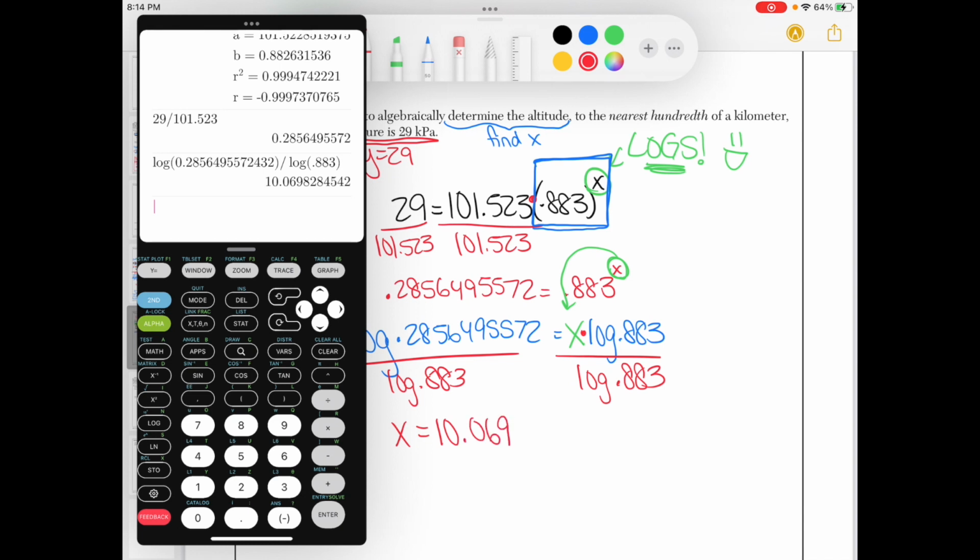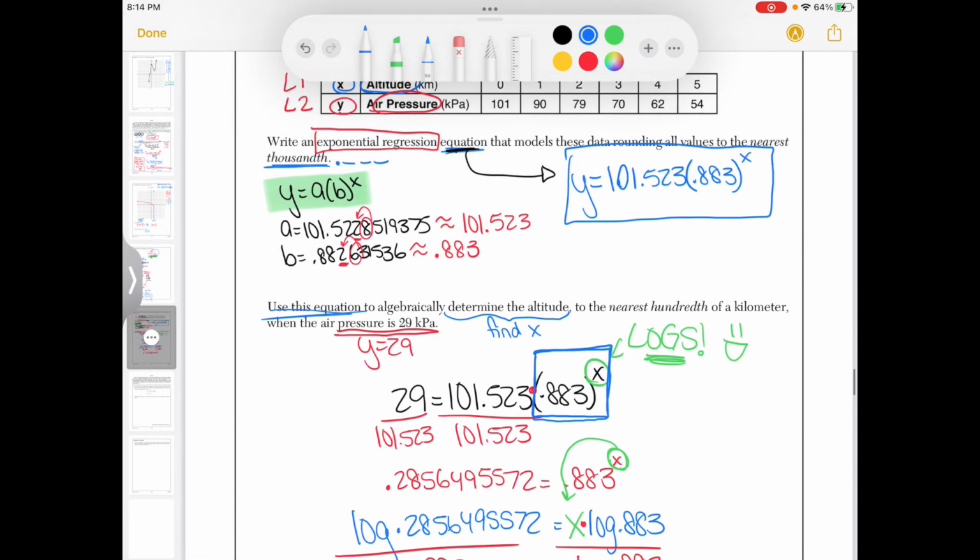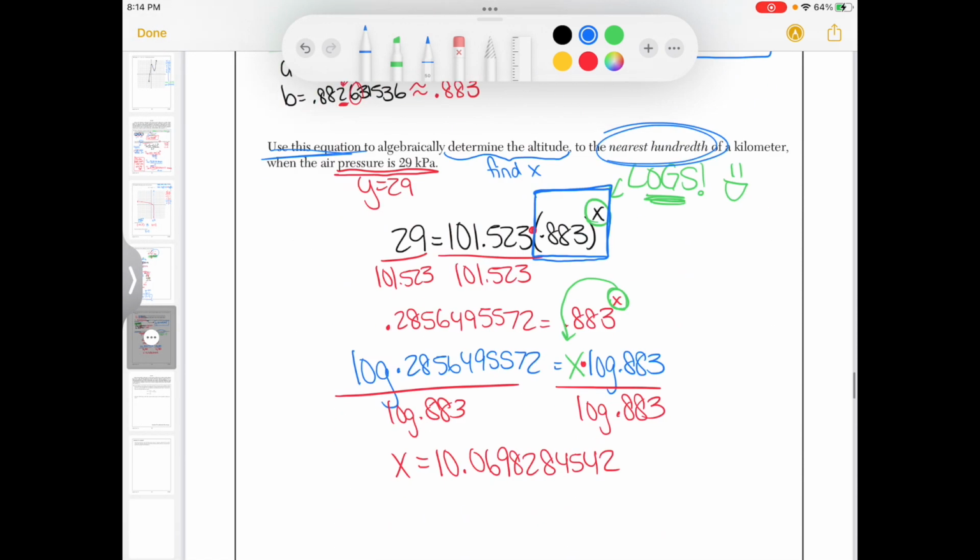Should I write out my whole answer as a decimal? Yes, you absolutely should, because why not? We have no reason not to. Show all of your work at all times. Perfect. If you need more time, pause the video.